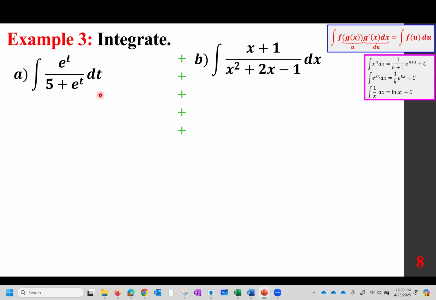The very first step is, can I simplify the fraction? In this case, the answer is no. Therefore, I have to choose the denominator as a choice of u. What is the derivative? E to the power of t. So what is du? E to the power of t dt.